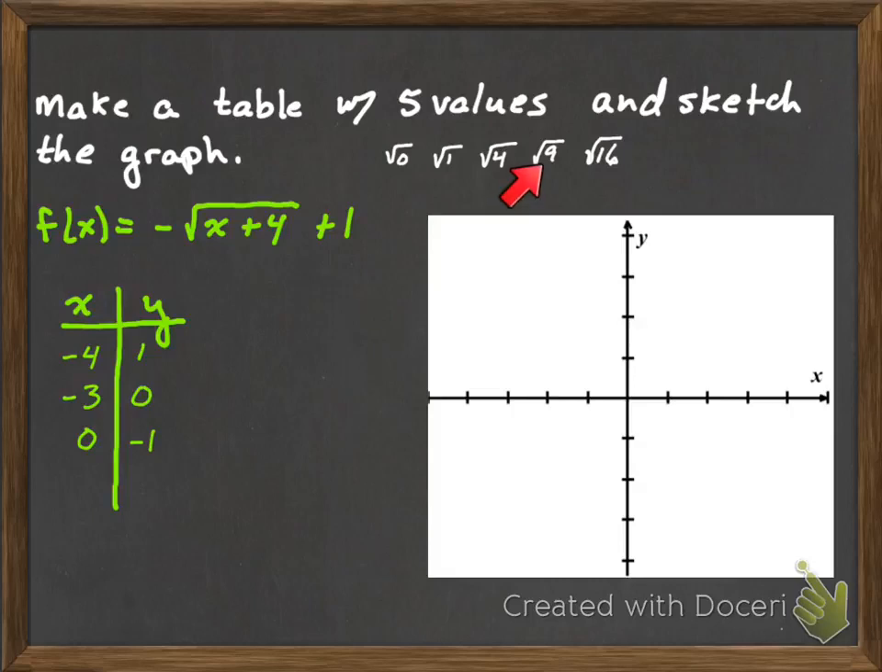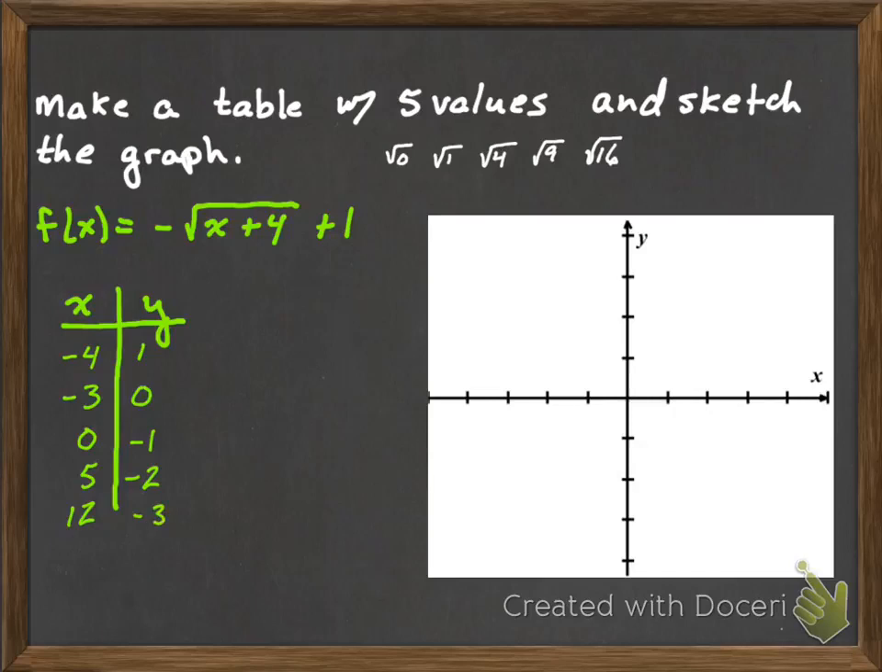We now want to get a 9 underneath the square root. So that means our x value needs to be 5. That'll give us square root of 9, which is 3. This makes it -3. And -3 plus 1 is -2. And then lastly, we want to get a 16 under here. So that means the x value will need to be 12. Giving you square root of 16 is 4. This makes it -4. And -4 plus 1 is -3.